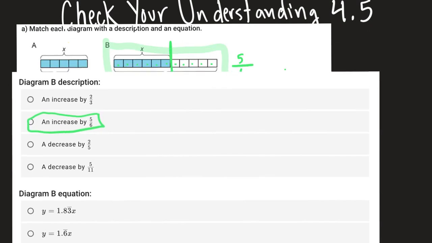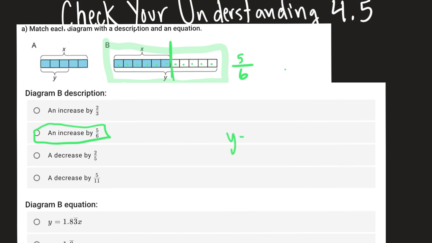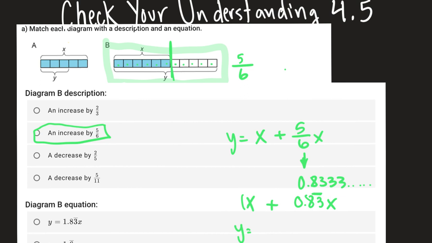If we look at the equation, we have Y is equal to X plus 5/6x. On my calculator, I'm going to do 5 divided by 6, and I get 0.8333, and it continues on forever. So that's 0.83 repeating x, and I'm going to add 1x to that, and we get y is equal to 1x plus 0.83x, which is 1.83 repeating x. So there is our equation. It's that first one. So that's the first problem.